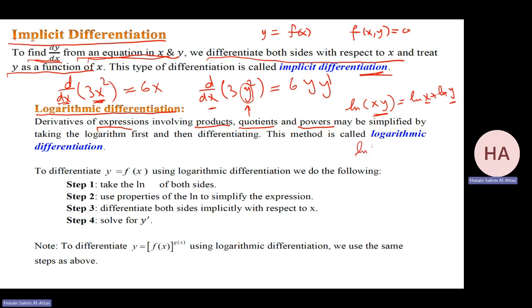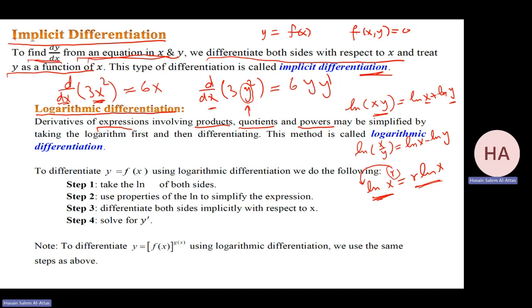And also ln of x over y, as I said, provided everything is defined, is ln x minus ln y. Ln of x to the power r, where r can be a number, becomes r ln x. Now, instead of doing the derivative here, I will do the derivative here. That will make it easier.